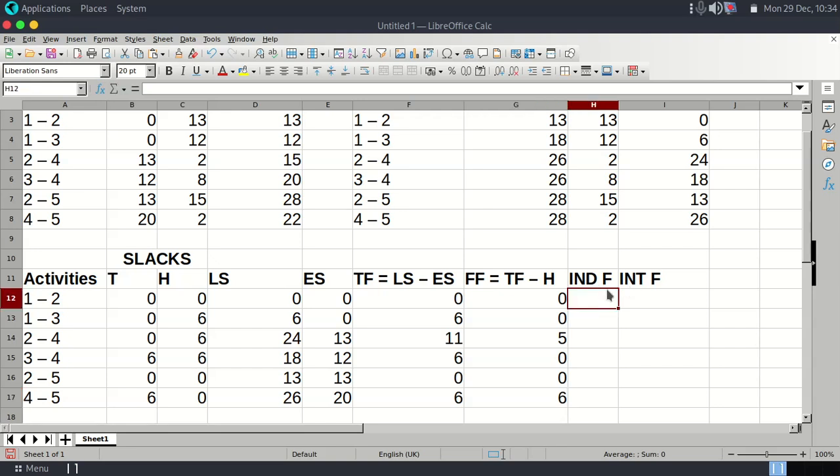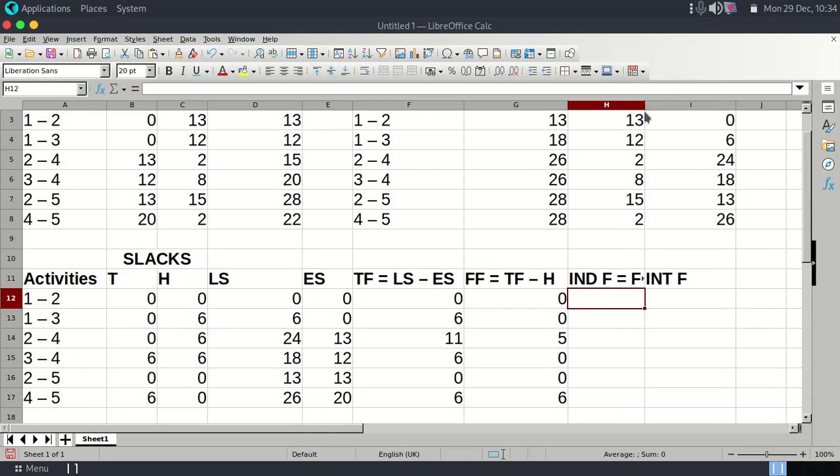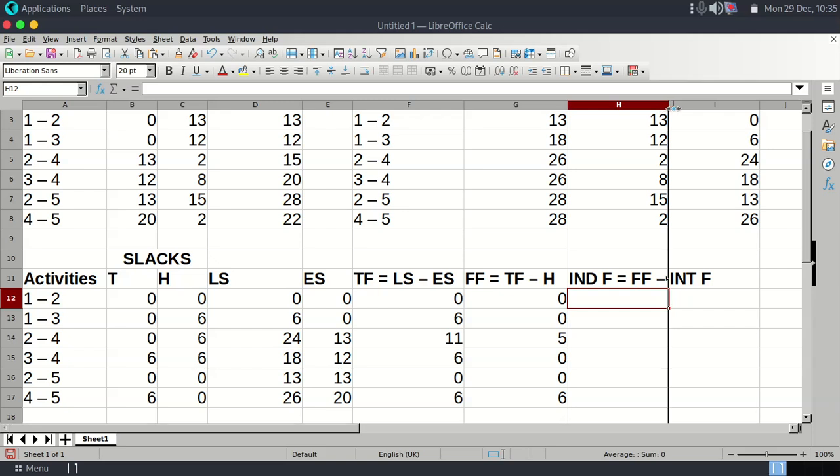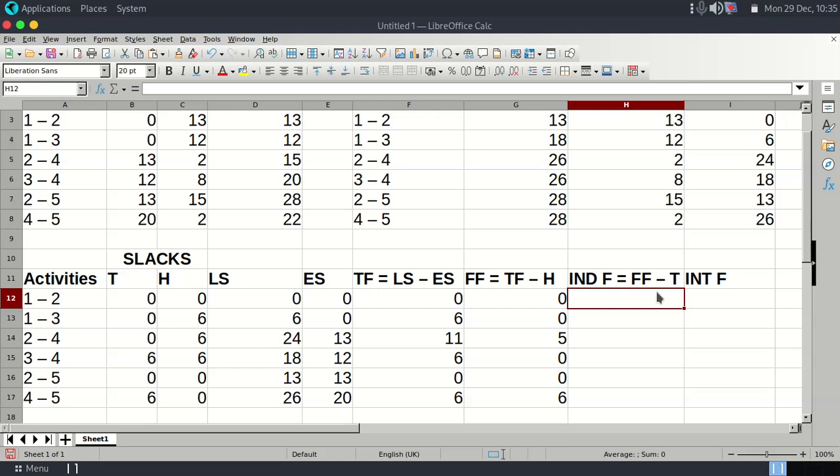Now we have the independent float. Independent float also has a formula. Independent float is simply free float minus tail slack. So this is our free float, and these are our tails.